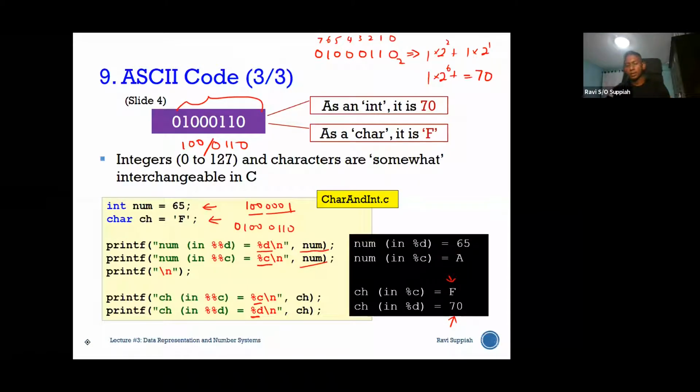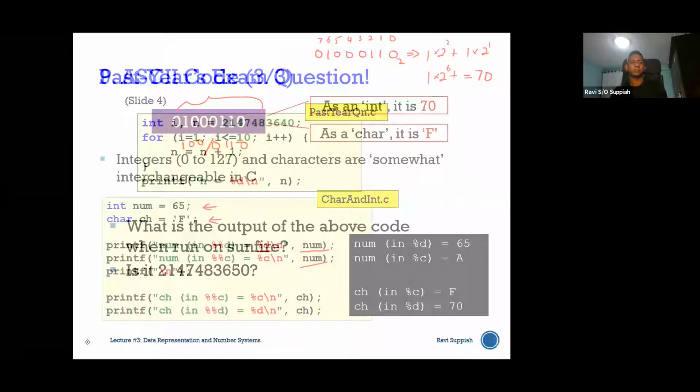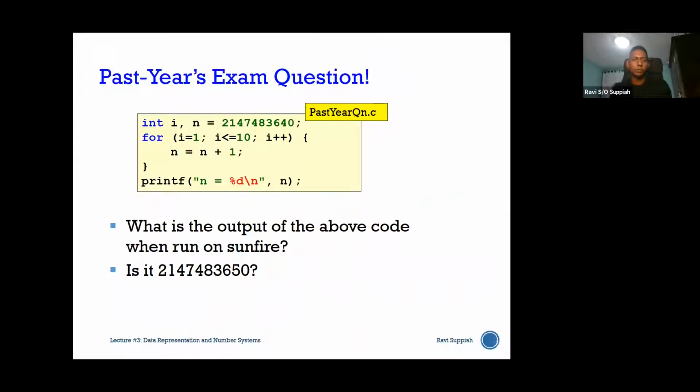Okay, so that is the idea behind the data and the understanding of the fact that we can interpret the way we look at data differently. Okay, so this was one of the exam questions, not from past year's exam, but from a few semesters back, taken from the full-time students exam question.